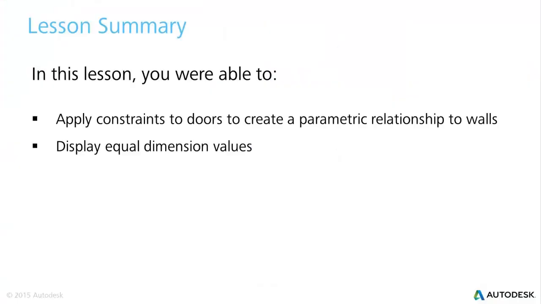Let's review the learning objectives for video 3. In this lesson, you were able to apply a constraint to a door in a wall to create a centered parametric relationship along the wall. And then we looked at how to display the actual dimension values behind the permanent dimensions where it displayed EQ. With that, let's take a look at Autodesk resources that are available to you to continue your learning path.